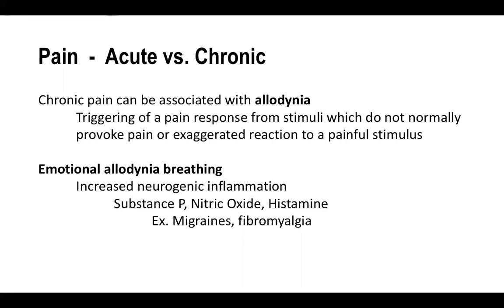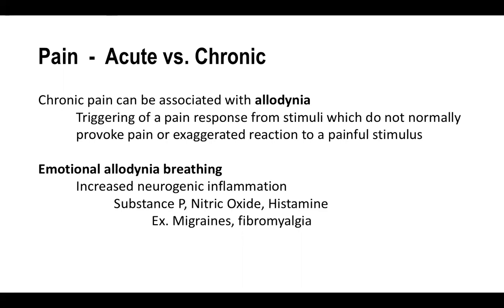Some examples of neurogenic inflammation: migraines is a great example. Fibromyalgia is another really good example as well. And that's where you're seeing that the influence of the breathing style is triggering this neurogenic inflammatory response. So that's where you could say people who have a very anxious style are also very susceptible to migraines, or it's a very anxious client or patient who of course would get the autoimmune condition, right?